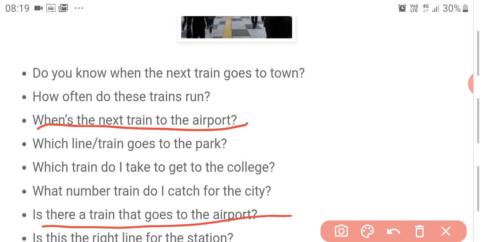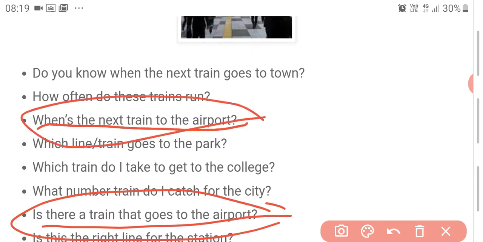Is there a train that goes to the airport? What is the next train to the airport? So first you may ask this question: is there a train that goes to the airport? Then if the answer is yes, so when's the next train to the airport? Right? In that order.